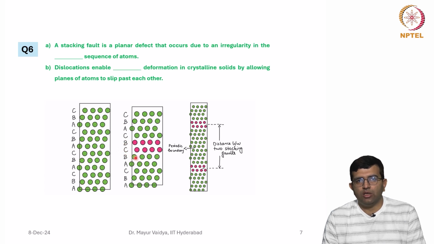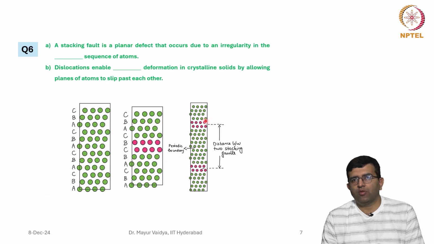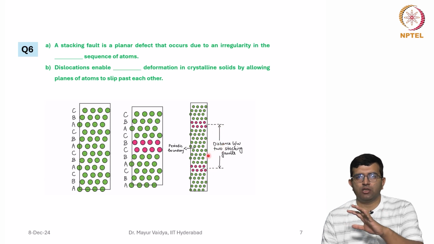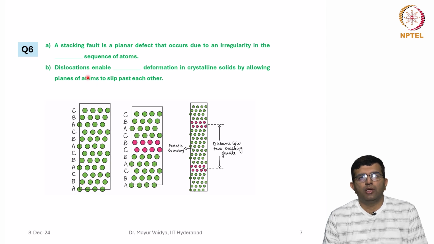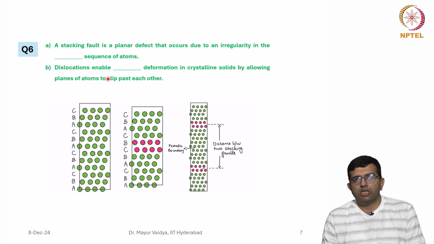So this region, which occurs due to the stacking sequence irregularity, is known as a stacking fault. Multiple stacking faults are also possible, and then sometimes you look at the distance between two stacking faults, which has a certain influence on the mechanical behavior of the material. Part B of this question is fairly straightforward. Dislocations enable plastic deformation in crystalline solids by allowing planes of atoms to slip past each other. Remember, plastic deformation.